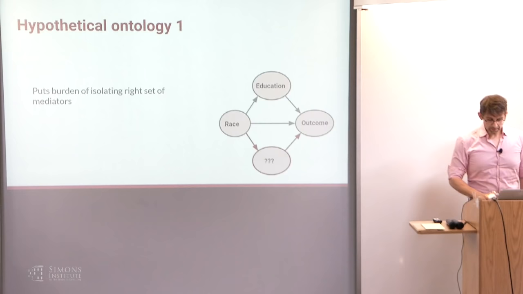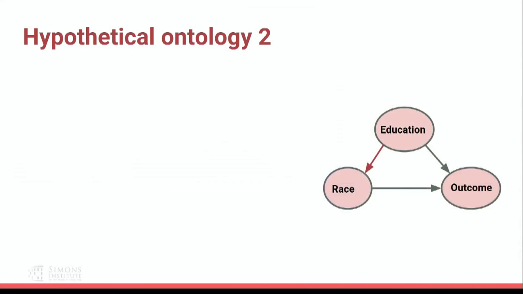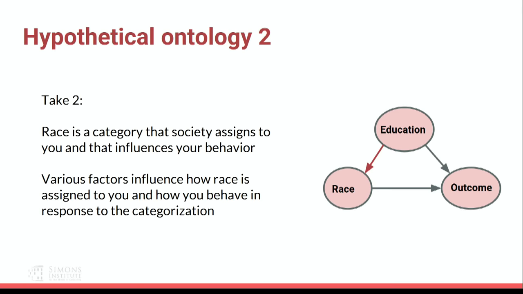But let me give you an alternative view, which is maybe closer to the social constructivist account of race. That race is a category that society assigns to you. It's not something that's a quasi-biological trait. It's something constructed that people categorize you with. And the way you're categorized changes your behavior in response to the category. And how you change your behavior in response to the category depends on various social factors. For instance, a Harvard professor might express race differently than an artist or a car mechanic. Okay, so your level of education might influence how you express race. And so there's actually an incoming arrow from social factors like education into race, which determine how you respond to this categorization and how you express it.